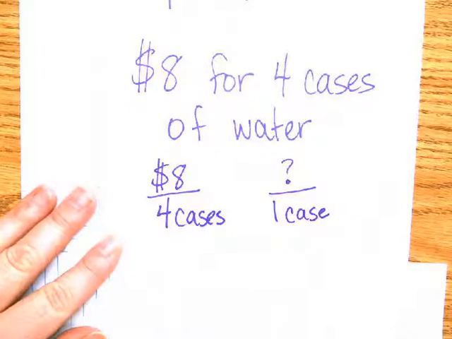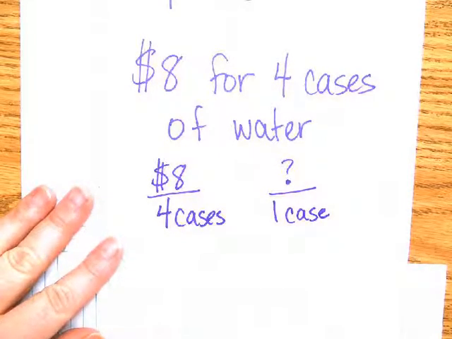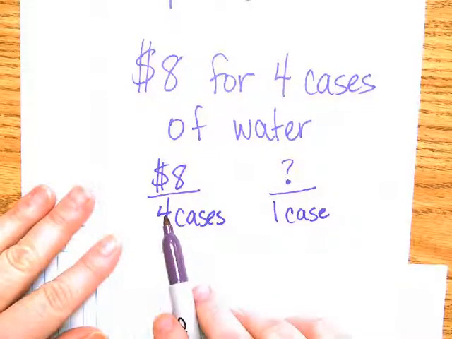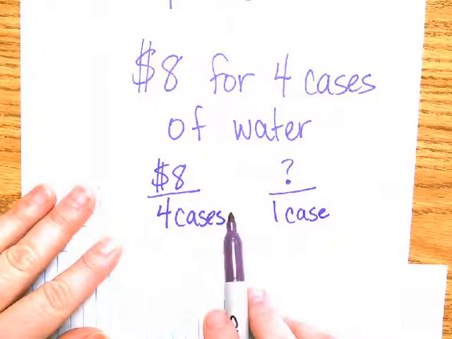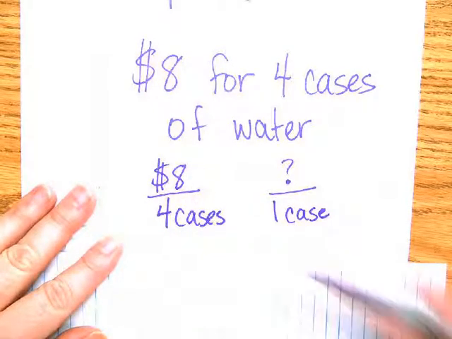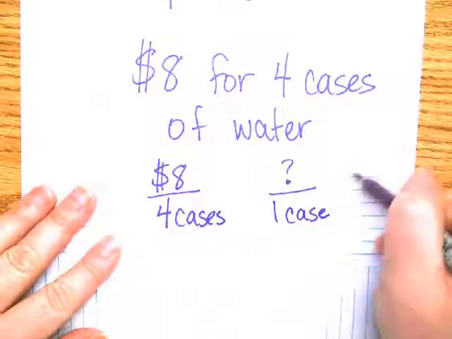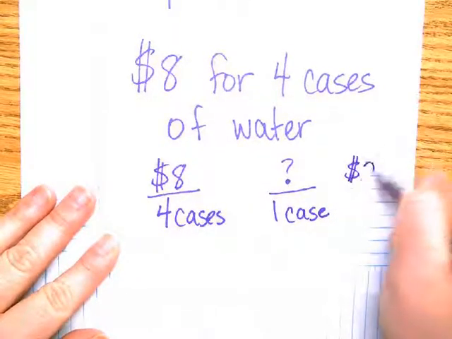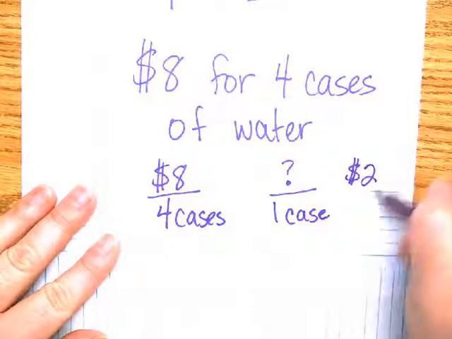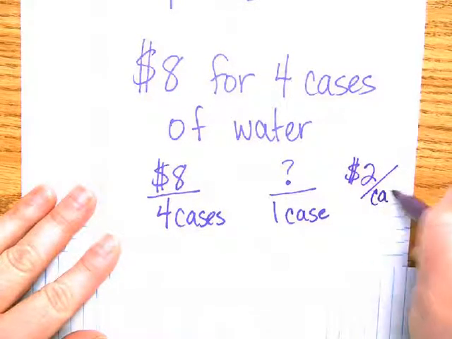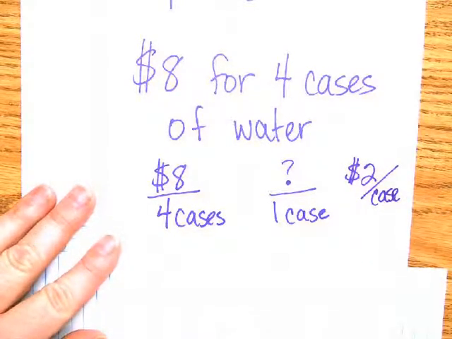And we can do that by division, because how did we get from 4 to 1? Well, I divided by 4, so I'd have to divide by 4 here. Or I can look at 8 divided by 4. And in either case, I'm going to end up with $2 per case. Okay, so $2 per case.